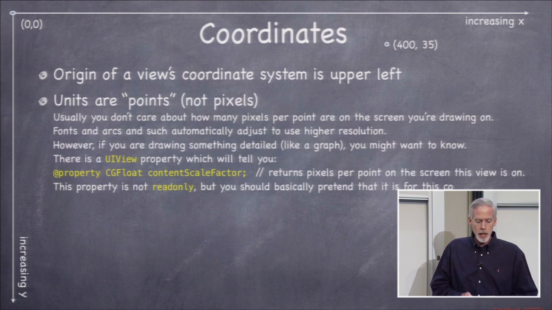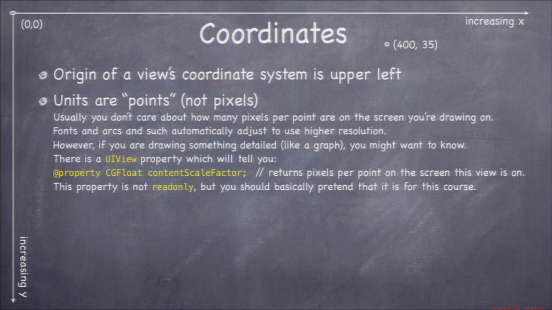The units in all this drawing are points, not pixels. Probably you already understand why this is, because some devices have lots of pixels, very high density pixels like these Retina displays. Other ones, like some of the iPads and older iPhones, don't have as many, they're not as dense. Well, if we used pixels, then things we drew would be really small if the pixels were small and really big if the pixels were big. So we abstract that away by using points.